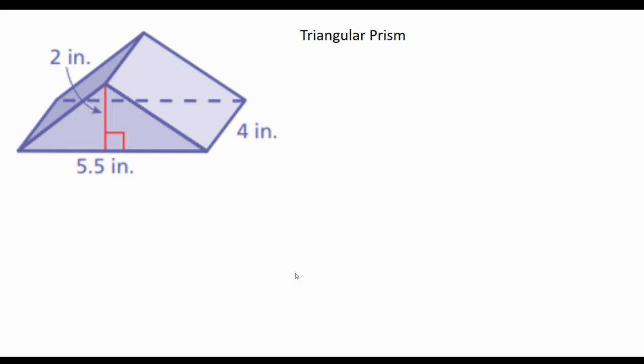Today we're going to continue looking at volume of prisms, and today we're going to be looking at the triangular prism. It's going to be really similar to what we did with the rectangular prism, where we found the area of the base, so length times width for that rectangle, then multiplied by the height. Here instead, we're going to find the area of the base of the triangle, which is 1/2 times the base times the height, then multiply that by the height of the prism.